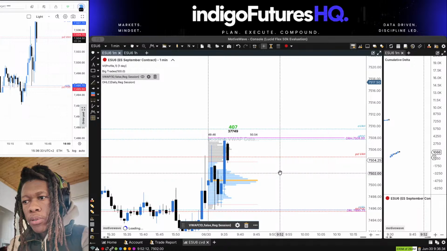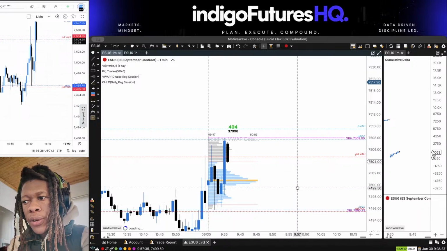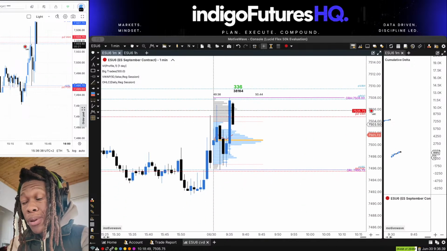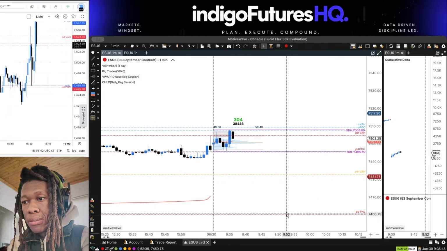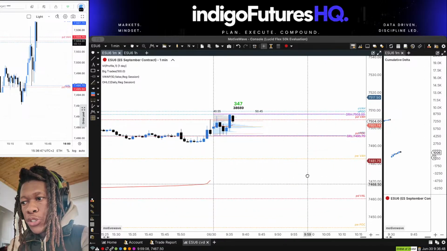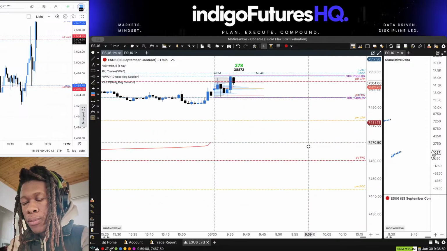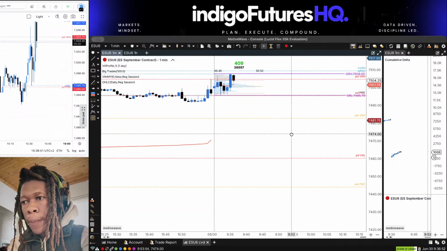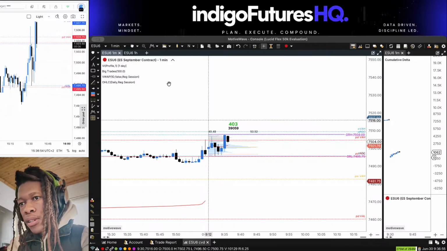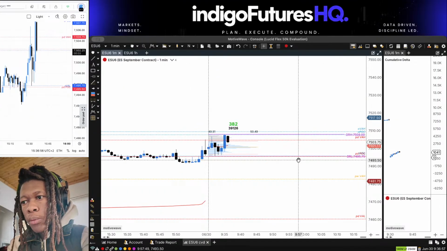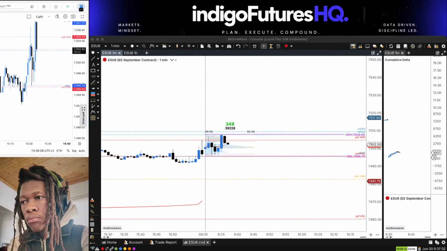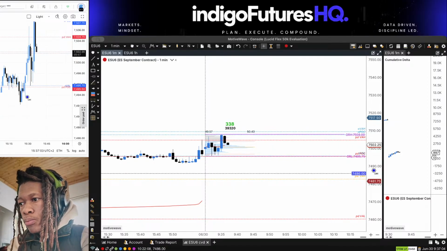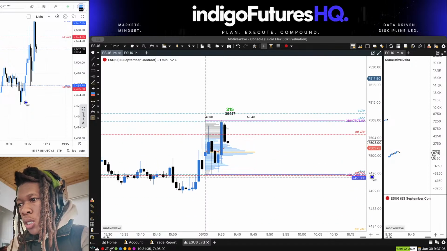But yeah, it could be rotational. We could just go previous day value high, previous day value low. But the previous day value low is way down here, so that would be a much cleaner trade, even though there's the previous week point of control down here. But yeah, everything is just gonna be determined by our delta. Not much we can do right now. You just gotta sit and wait.